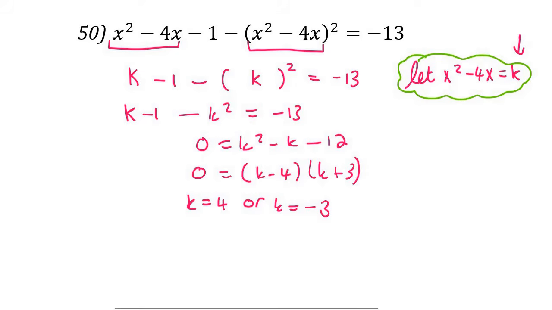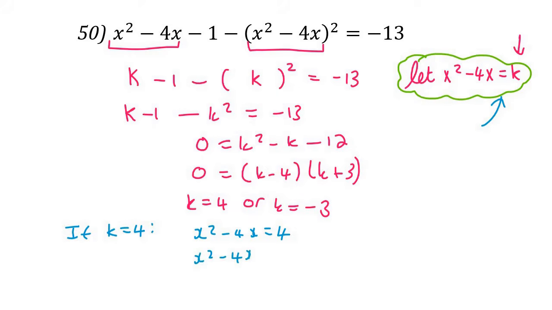So we can say if k equals 4, then we can say x squared minus 4x equals 4. See what I did? I just plugged the k over there. And then we can say x squared minus 4x minus 4 equals 0. And then you can solve this with the quadratic formula. And so x is going to be 4.83, or x is going to be negative 0.83. Okay, so we've got two answers so far.